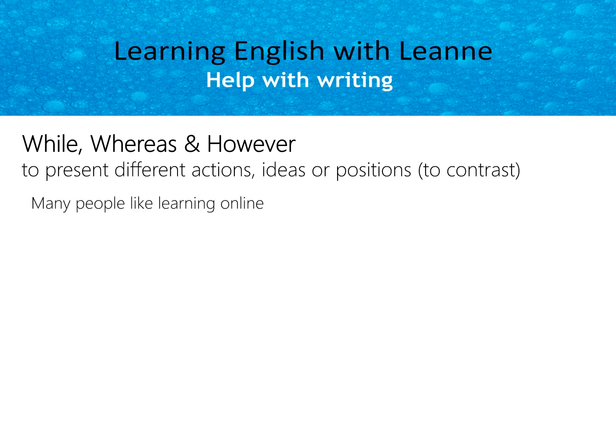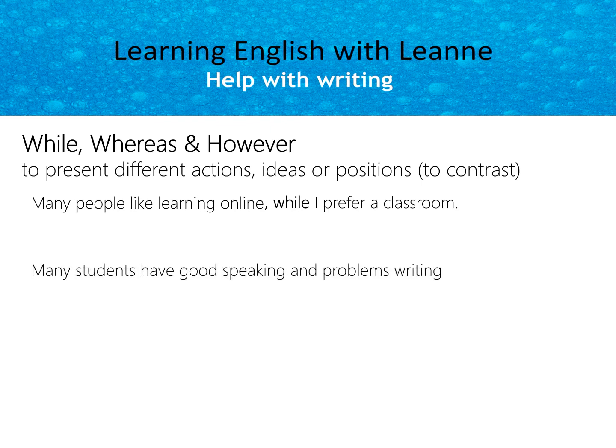So we have a sentence here that talks about how people like learning online. We're going to show a contrast because maybe not everybody feels this way. Using while, this person prefers a classroom. So we're contrasting people's likes about learning. Here's another example here. It's about a student's good speaking skills and problems writing. So we're going to show a contrast using whereas. So it's the opposite here. This person feels better about their writing than the speaking.